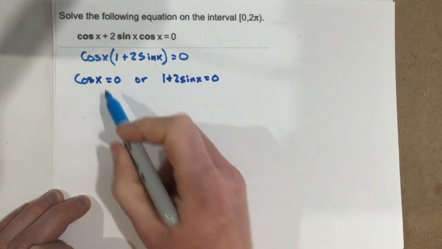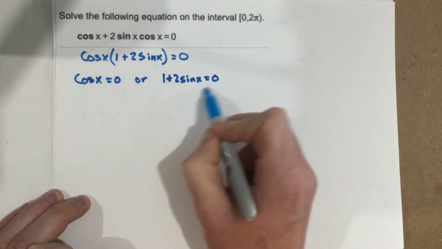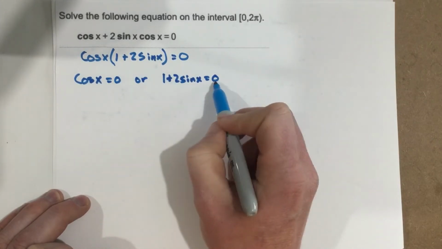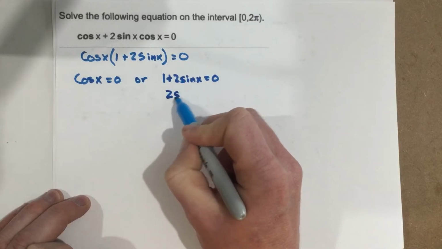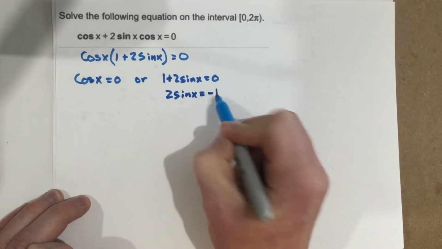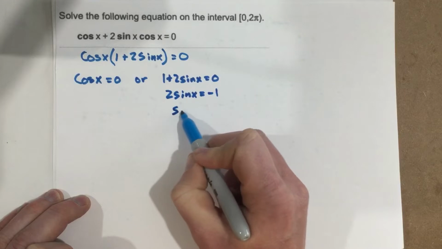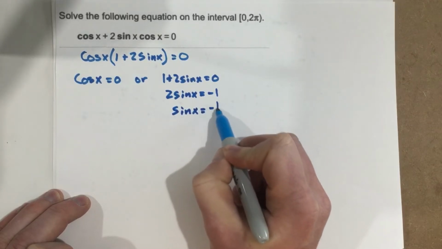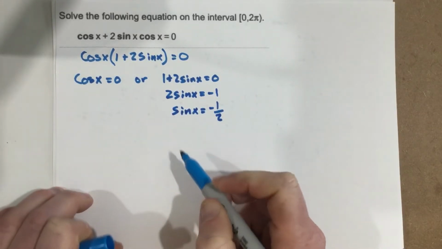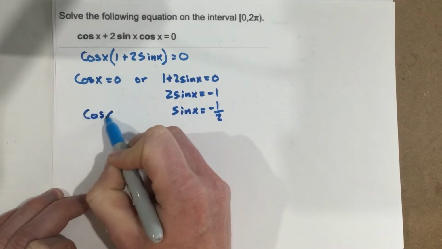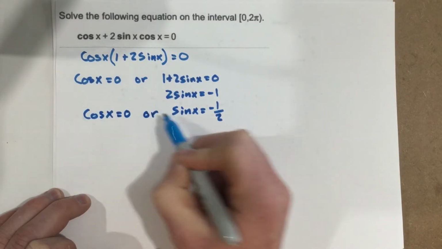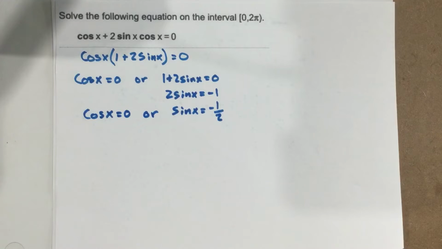Cosine x, well, this is already set equal to 0. Let's solve this one for a second. So we're going to subtract the 1, and we get 2 sine x equals negative 1. Divide by 2, and we get sine x equals negative 1/2. So I have cosine x equals 0, or sine x equals negative 1/2.